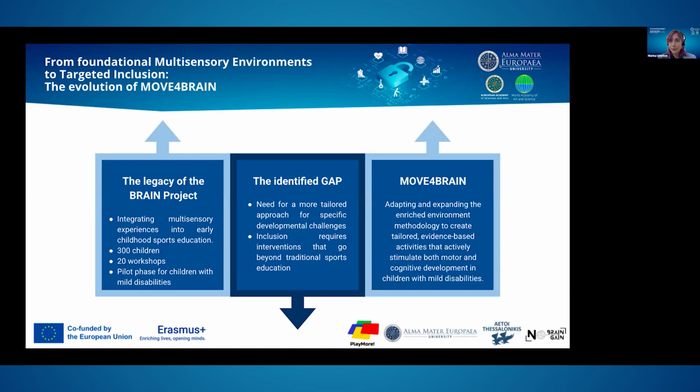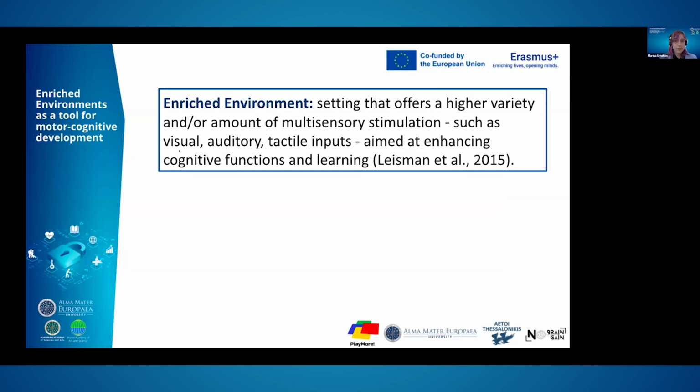So the main aim of Move for Brain is adapting and expanding this enriched environment methodology to create very tailored, evidence-based activities that stimulate motor and cognitive development in children with mild disabilities in particular. When we talk about enriched environments, we're talking generally about a setting that offers a higher variety of multisensory stimulation, so visual, auditory, and tactile inputs, which is aimed at enhancing cognitive functions and learning.